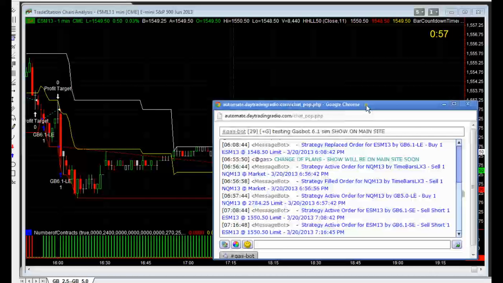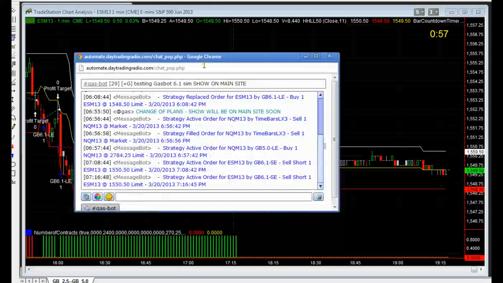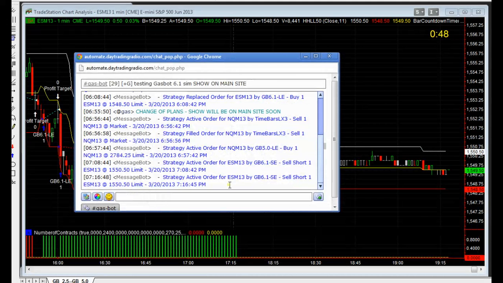Now I'm going to drag the gas chat over. I'm going to show you how we've set up RPM's help. My platform instantly emails a separate server dedicated to the GasBot, and then it posts in this room the orders. You can see the last order was an order for the ESM13 contract. It was placed by GasBot 6.1. It's a short entry, or SE. So it's trying to sell short or offer at 15.50 half.